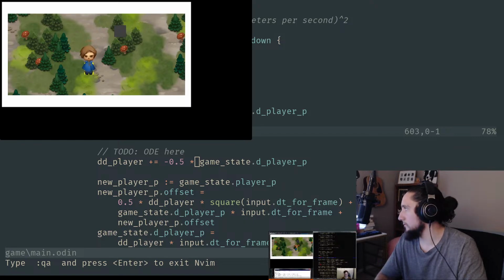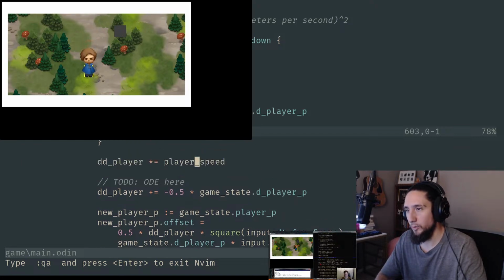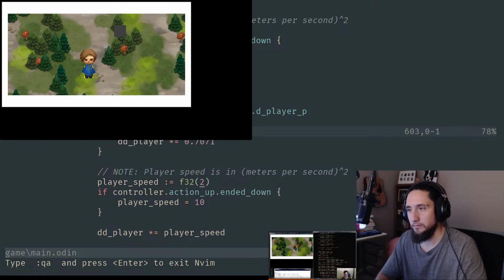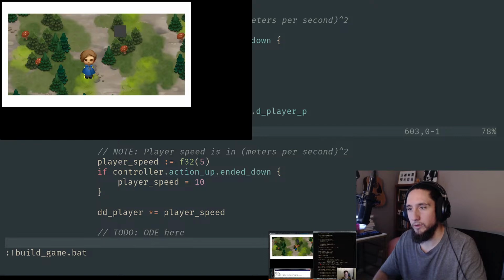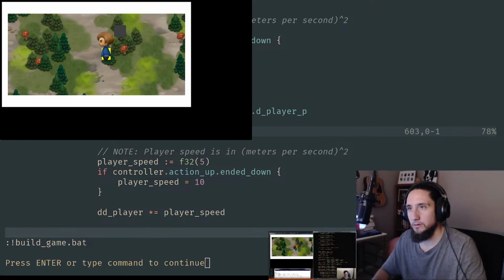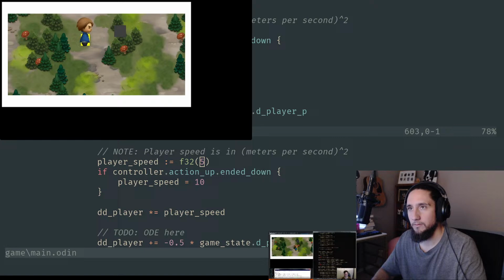Oops. Aha, my intuition was right. Crank that up and rebuild. That maybe still seems a bit slow, but certainly easier to control.